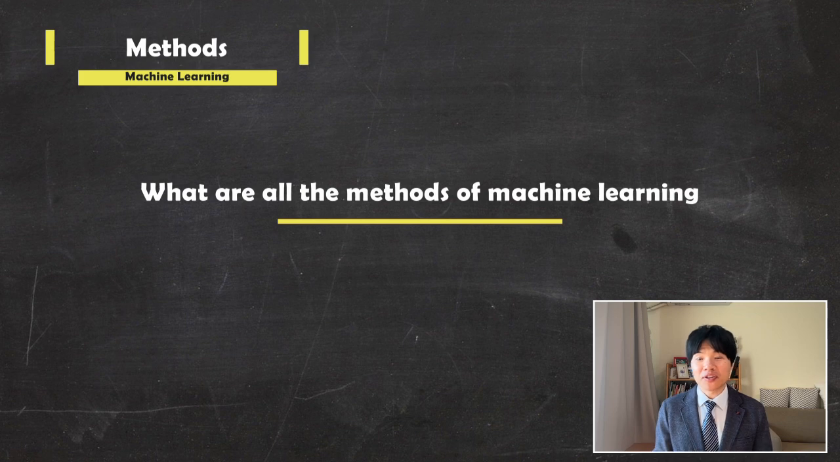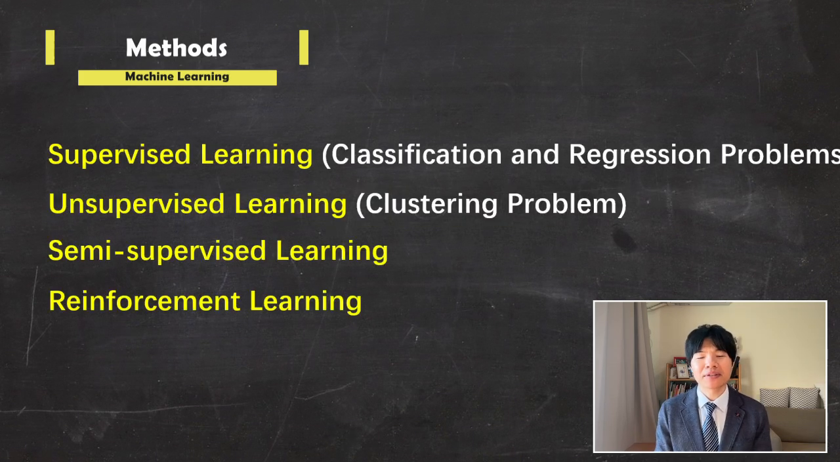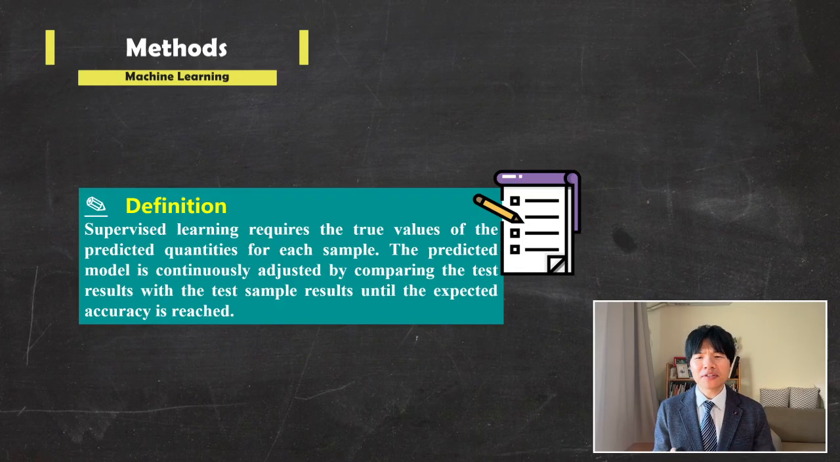Based on different methods, machine learning can be broadly divided into 4 types: supervised learning, unsupervised learning, semi-supervised learning, and the last one is reinforcement learning. Let's dive into these 4 methods of machine learning in detail. First, let's understand what supervised learning is.